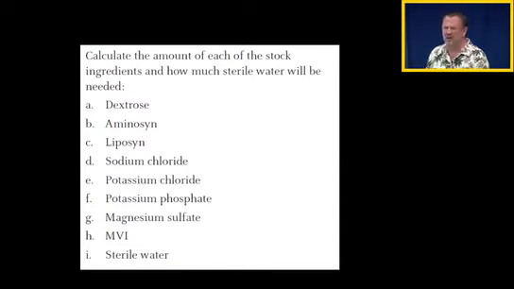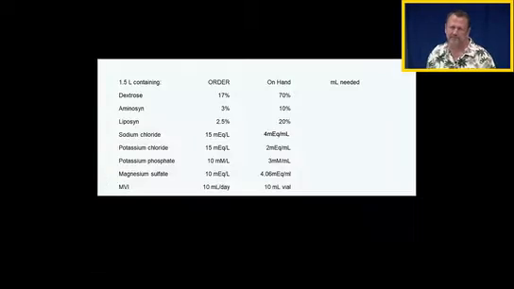much of each stock, how much fluid are we going to add of the concentrated dextrose, the concentrated aminosyn, the concentrated liposyn, the concentrated sodium chloride, potassium phosphate, magnesium sulfate, and the multivitamin, and how much will we add together. And then how much sterile water will we need to come up with that 1.5 liter solution?